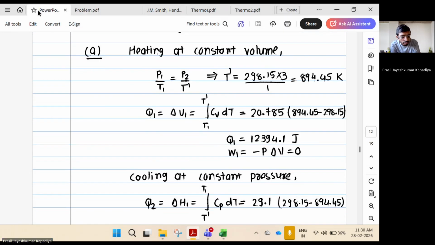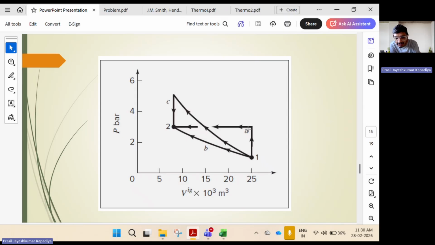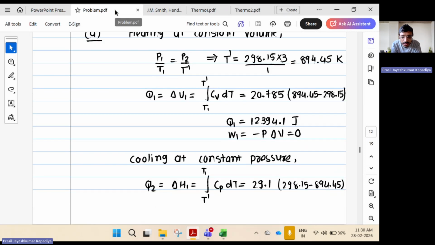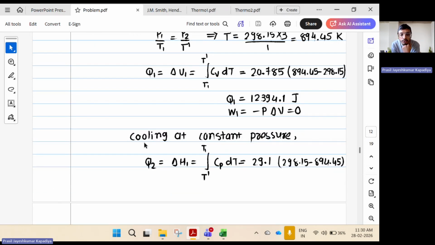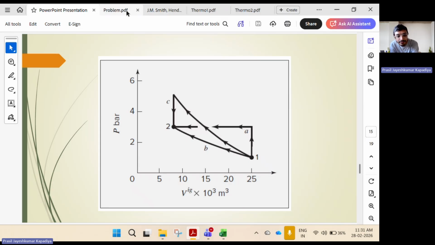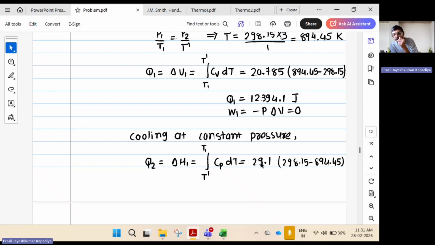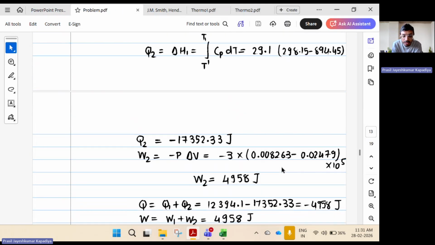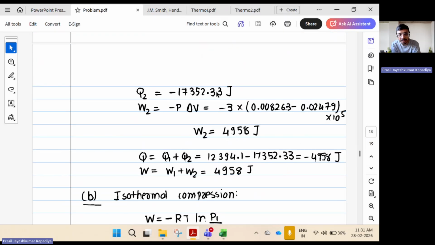And for this stage, when I am cooling at constant pressure, Q2 is equal to delta H, since I am dealing with constant pressure. So my Q2 is delta H, the integration from T prime to T of CP dT. So 29.1 times final temperature, that is 298.15, minus initial temperature, that is 894.45. So I get Q2 as minus 17352.33 joules, and W2 as minus P delta V.